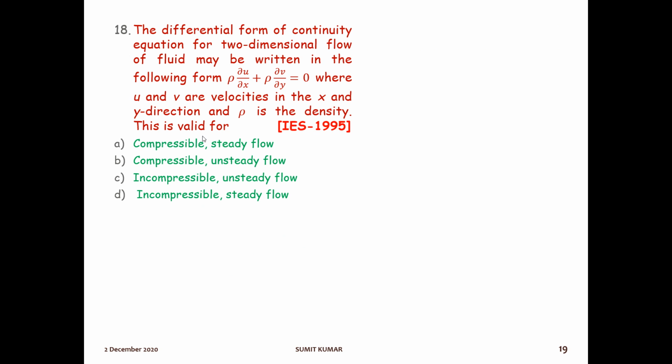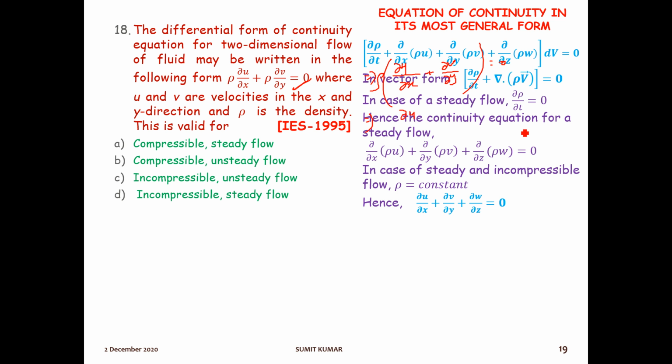The next question: the differential form of the continuity equation for two-dimensional flow of fluid is written as this. This is the equation of continuity, where u and v are the velocity along x and y direction and rho is the density. Since rho is the same, we can write this equation as del u by del x plus del v by del y equals 0, rho being constant. For which type of flow is this? We have already read in the equation of continuity that this equation is valid for steady and incompressible flow. Option D is the correct answer.